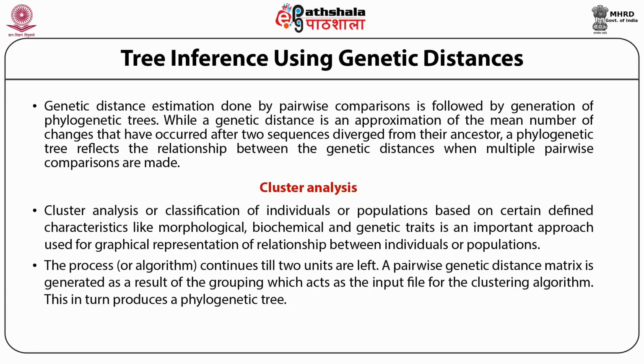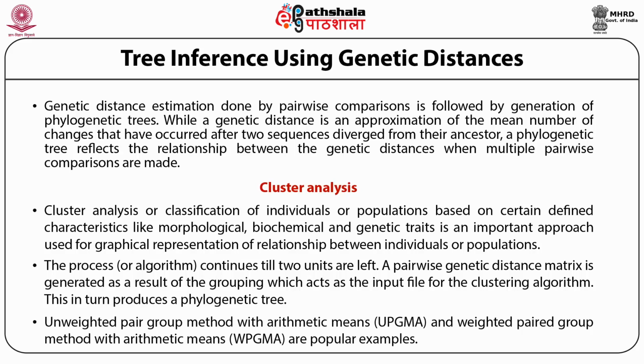A pairwise genetic distance matrix is generated as a result of grouping, which acts as the input file for the clustering algorithm. This in turn produces a phylogenetic tree. There are hierarchical and non-hierarchical clustering methods. Hierarchical methods group individuals having most similarities first and then keep adding individuals accordingly in order of more to less similarity. Unweighted pair group method with arithmetic means and weighted pair group methods with arithmetic means are popular examples.